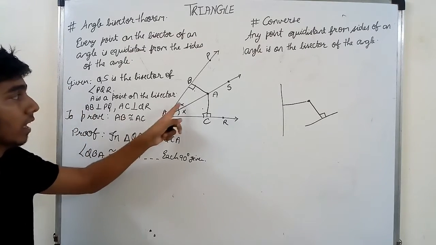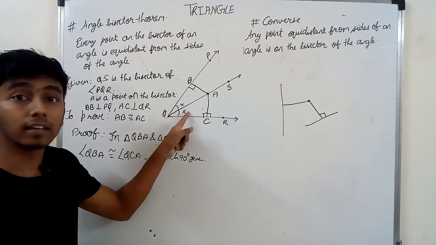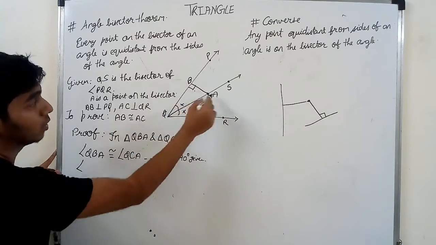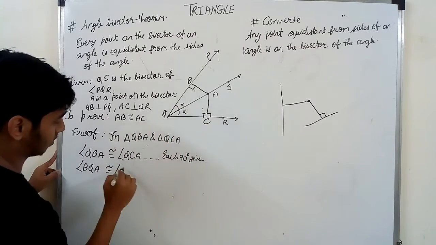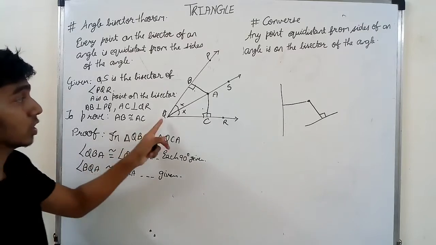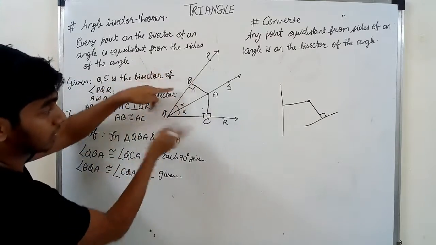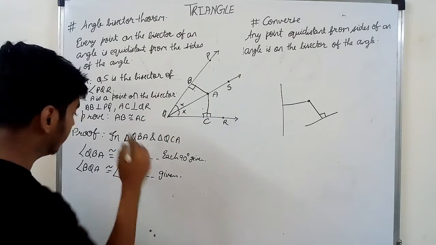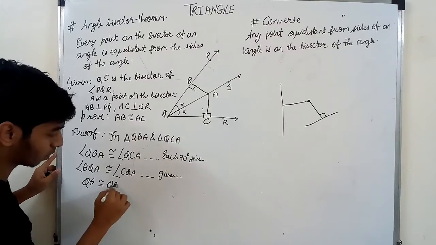Yes or no? Now this QS is the angle bisector. That means this angle and this angle are congruent. That is also given to us. Therefore we'll say angle BQA is congruent to angle CQA. Again given. Yes or no? Because QS is the angle bisector, this line will divide this full angle into two equal halves. So that's why this and this angle are congruent. So we have written that. Now QA is congruent to QA. Why? Common side.